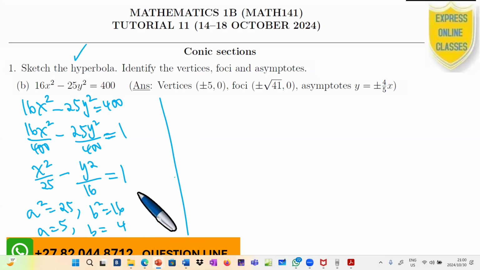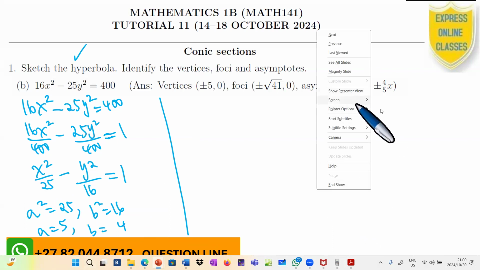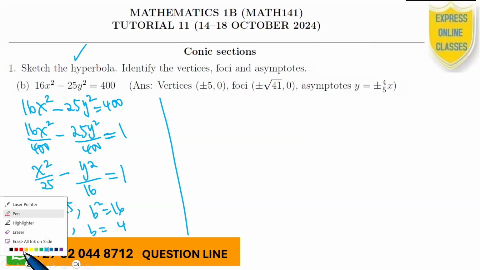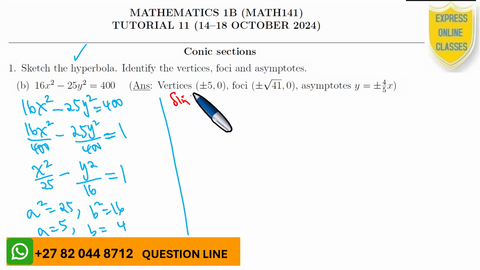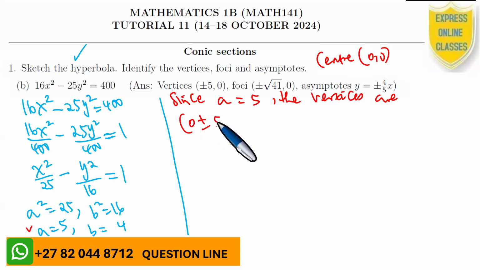As usual, we do the following. Since a is 5, the vertices we take from a because it's the positive term, but because x is first, it's going to affect the first component. The center is 0, 0, and then the vertices are going to be 0 plus or minus 5. It affects x, giving us plus or minus 5 and 0.